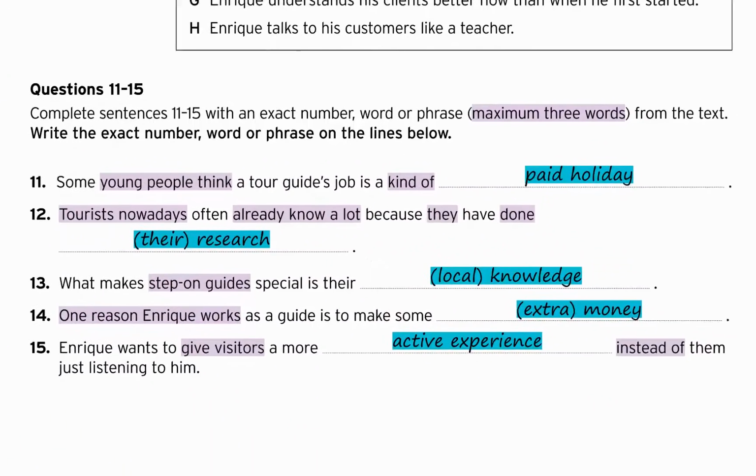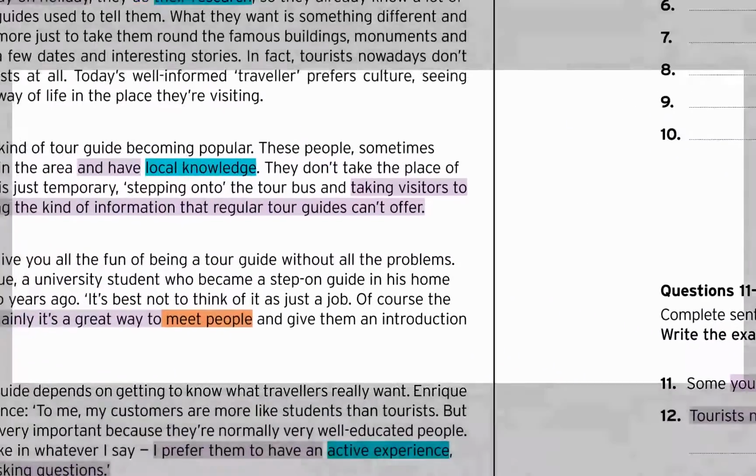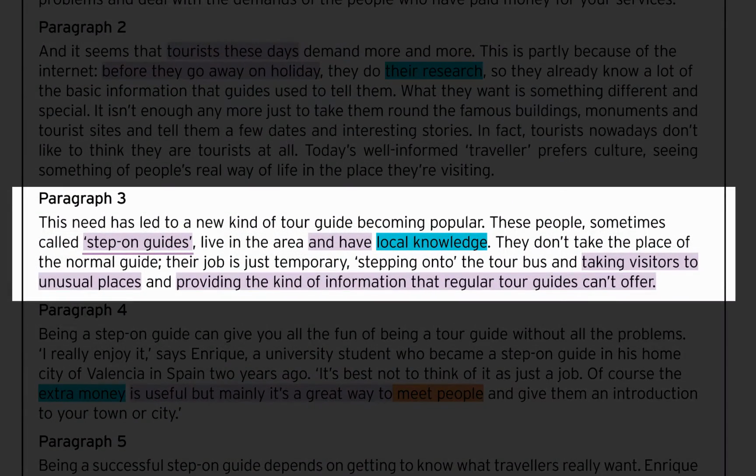Number 13. What makes step-on guides special is their, here it's knowledge. So let's go to step-on guides. Over here in purple again we can see this is the key area, and look, the answer is very close. So let's just keep reading that sentence. These people, sometimes called step-on guides, live in the area and have local knowledge.